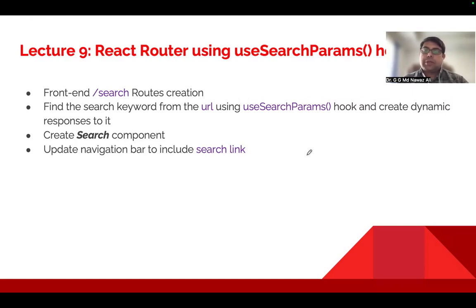Today we'll do lecture 9, which is the continuation of the routes creation. So today we'll do the search routes creation using useSearchParams hooks. This is a React hook which basically helps you extract the keywords from the URL. Okay, so we'll extract that and then we'll create the search component in response to the search keyword. Okay, and then we add the navigation link. So that's what we are going to do in this lecture.